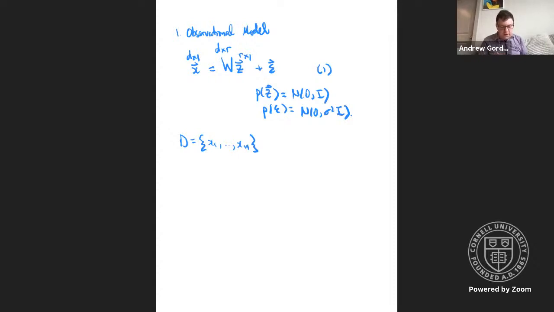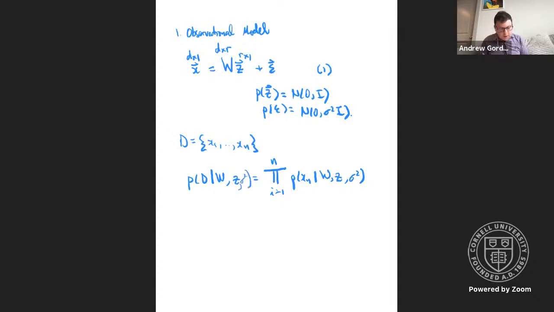And so we've got our data set x1 up to xn. And given the specification in equation 1, we can write down our likelihood. So what is P of D given W and Z? That's just going to be a product from i equals 1 to n of P of xi given W, Z. Actually, we're going to get sigma squared there too.